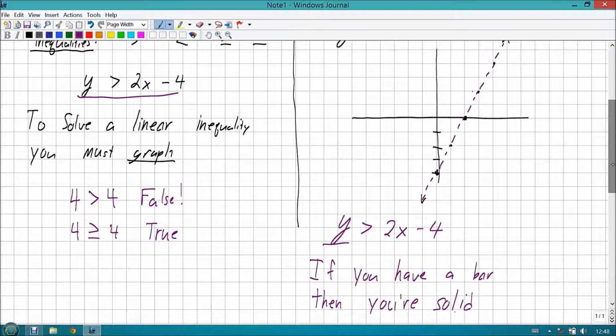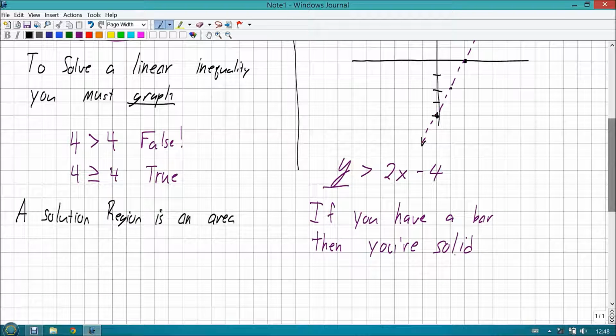Then we have to figure out where we are going to have our solution region. So probably we should go over what a solution region is. A solution region is an area where all ordered pairs make the statement true.